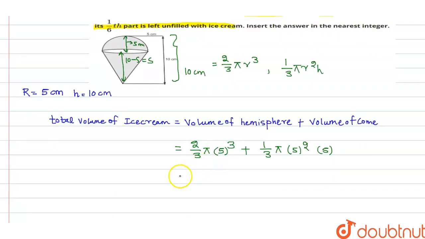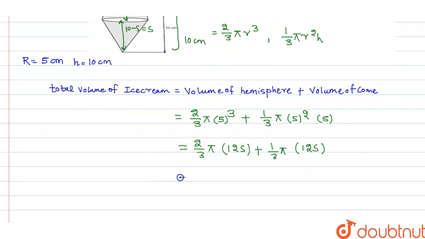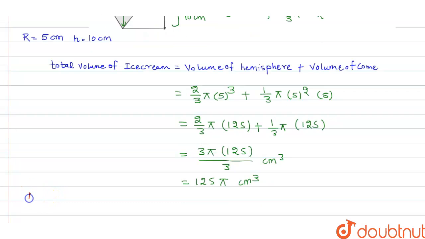Now, after solving, what we get is 2 by 3 pi into 125 plus 1 by 3 pi into 125. Now, after adding, what we get is 3 pi into 125 upon 3, in centimeter cube. So we get 125 pi centimeter cube.